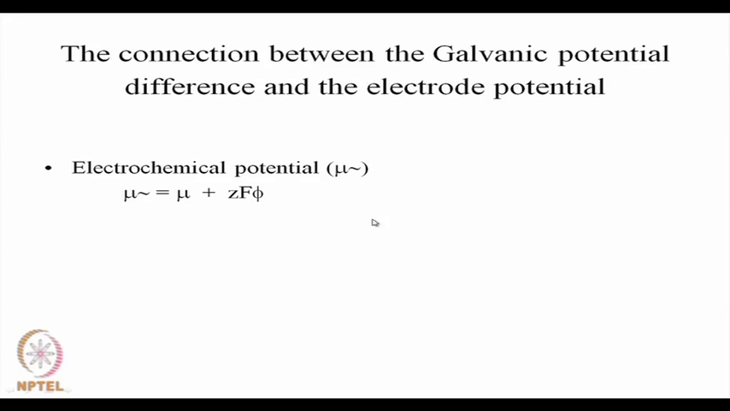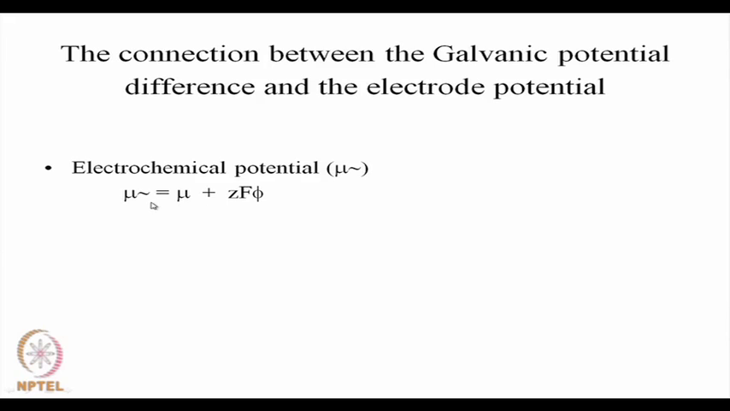The connection between galvanic potential difference and the electrode potential. Now, electrochemical potential is the combination of chemical potential and electrical potential. So, this is your chemical potential and this is your electrical potential, that is as a result of this phi, and this is the amount of charge. I mean this is the charge on the metal. Maybe if it is silver, then it is 1, if it is other, say diamond, it is 2, and so on, and corresponding potential is phi.